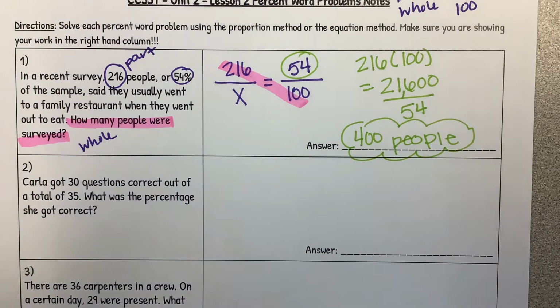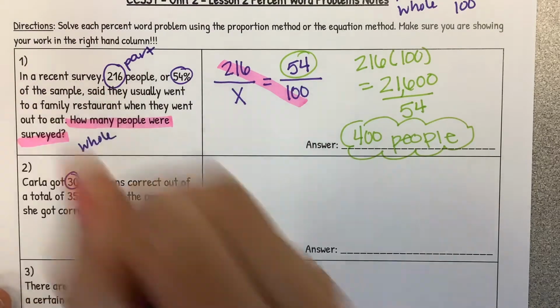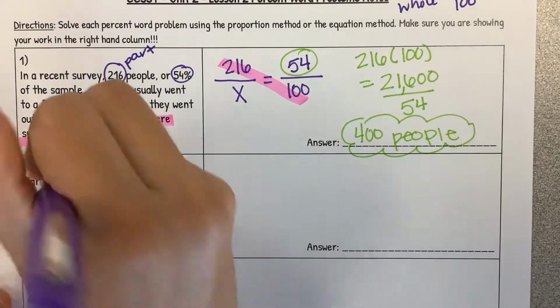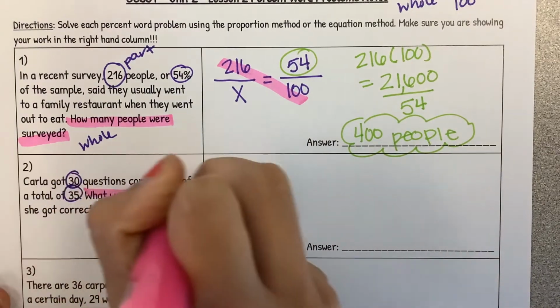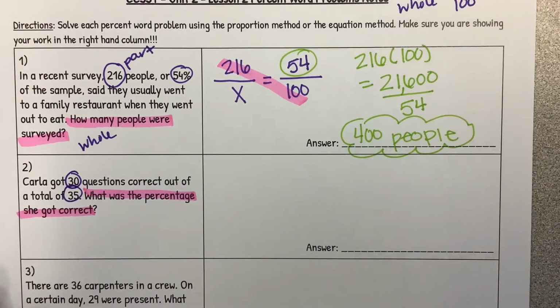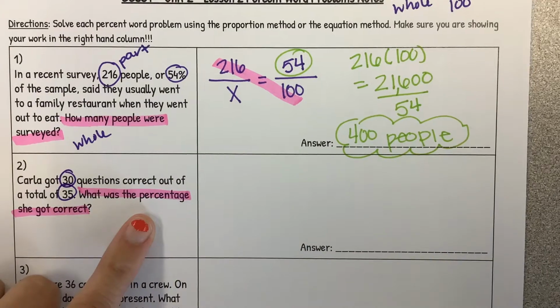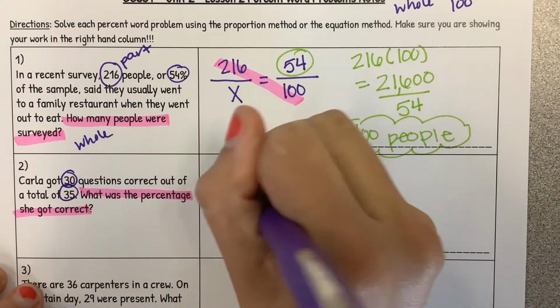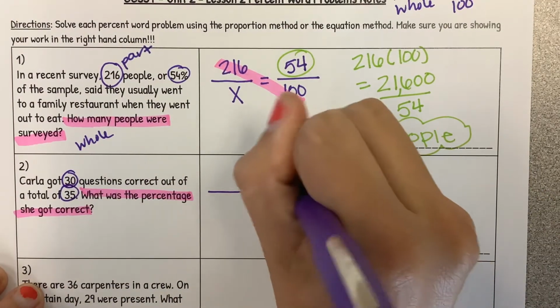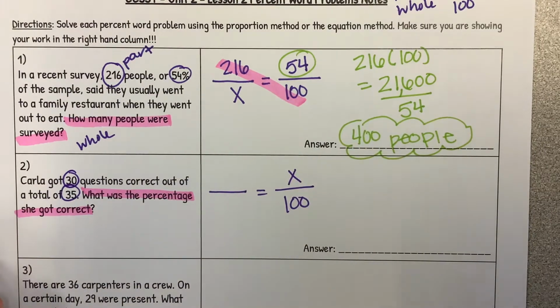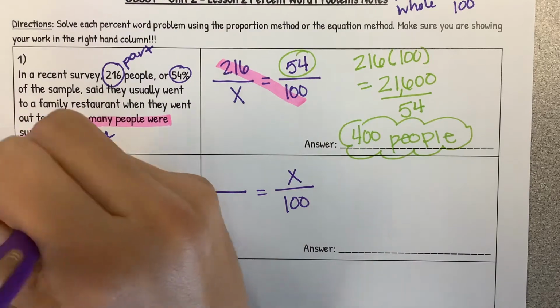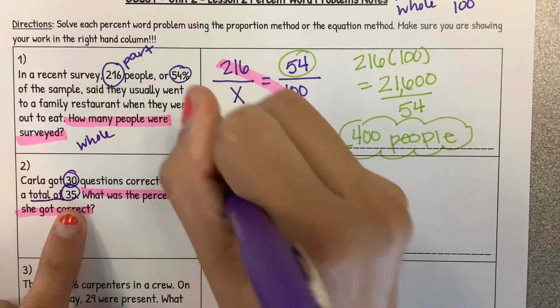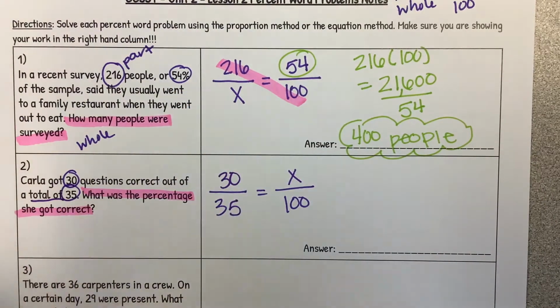Okay, number 2. Carla got 30 questions correct out of a total of 35. What was the percentage she got correct? So right away, I know I'm solving for the percent. So plugging into my percent proportion, I don't know the percent. 30 questions correct out of a total of 35. So 35 is our total. The 30 that she got correct is the part.